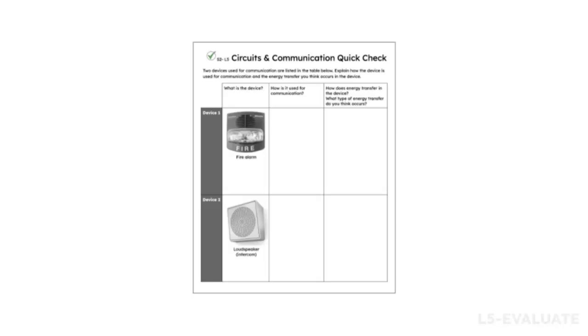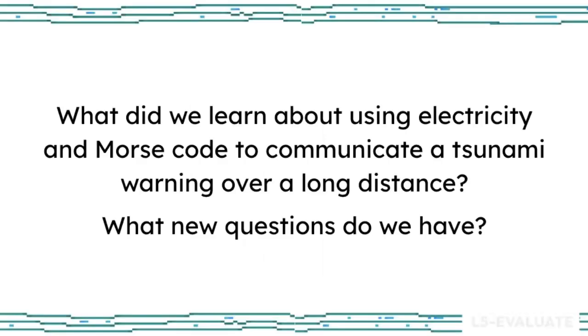For the Evaluate portion, you'll have students complete an assessment using the Circuits and Communication Quick Check Student Journal page. To support student sense-making across the unit, ask, What did we learn about using electricity and Morse code to communicate a tsunami warning over a long distance? And what new questions do we have?